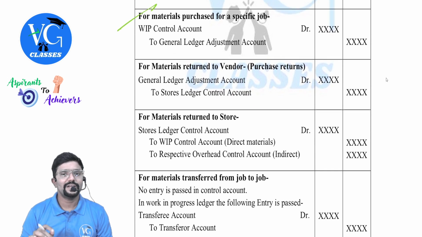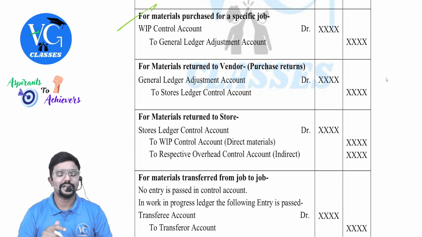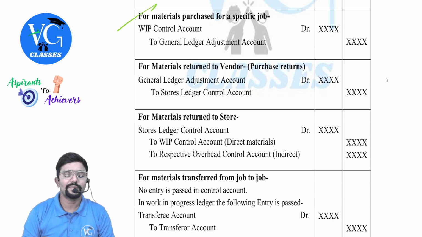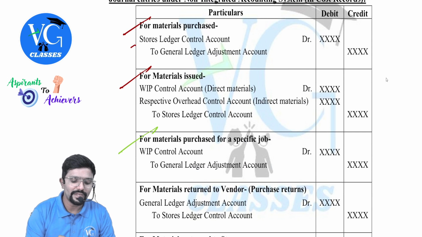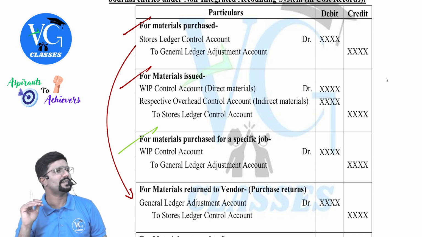Next one, for materials returned to vendor. Not this material. Whatever I have purchased above, I am giving it back. Maybe for any reason, I am returning it back.